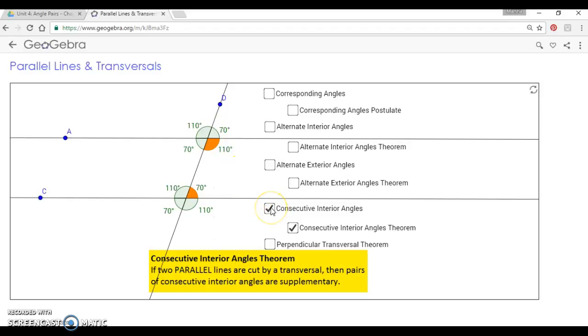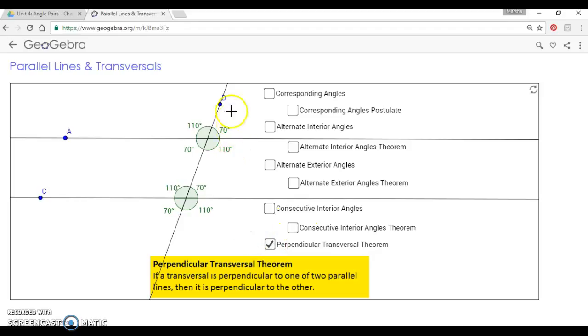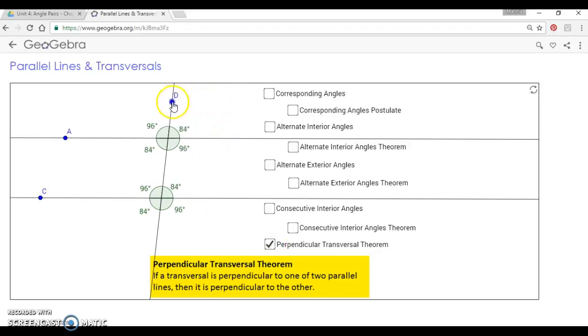Now, the last theorem that you'll find in your notes is the perpendicular transversal theorem. And the perpendicular transversal theorem states that if a transversal is perpendicular to one of two parallel lines, then it is perpendicular to the other.